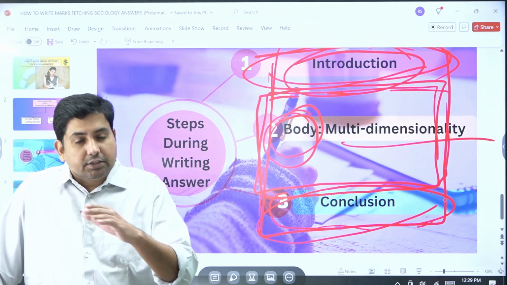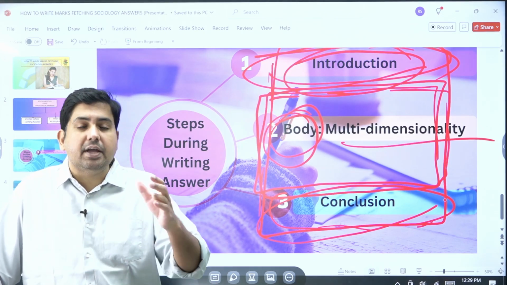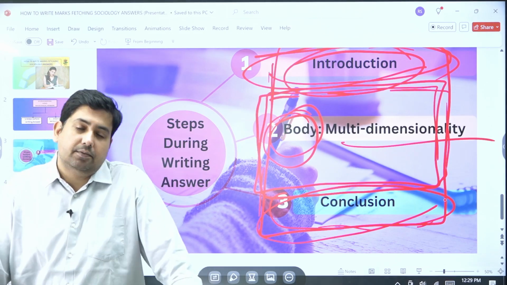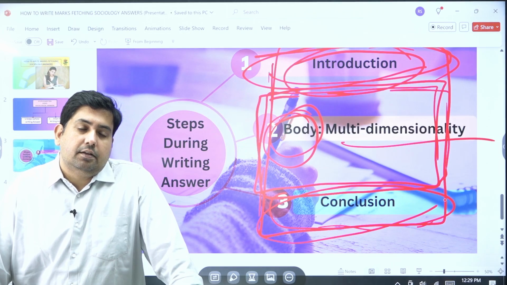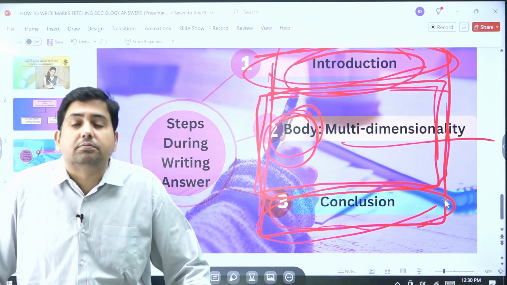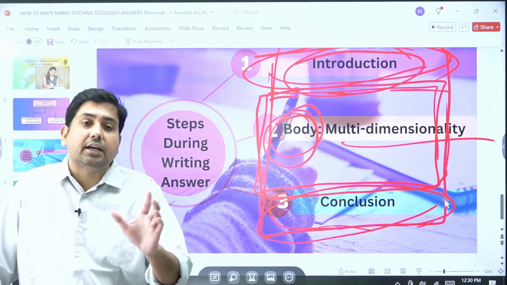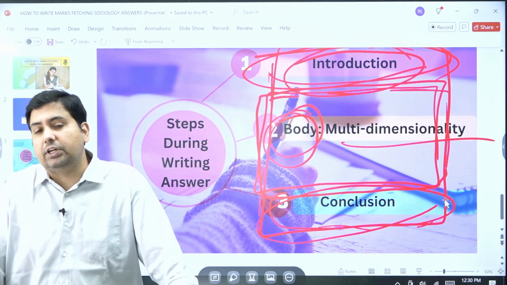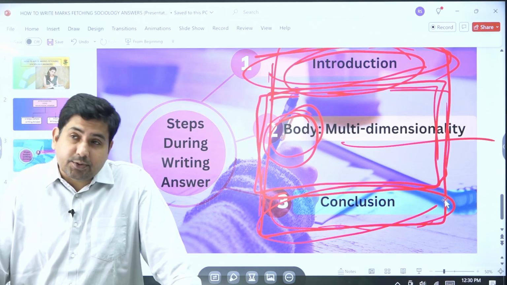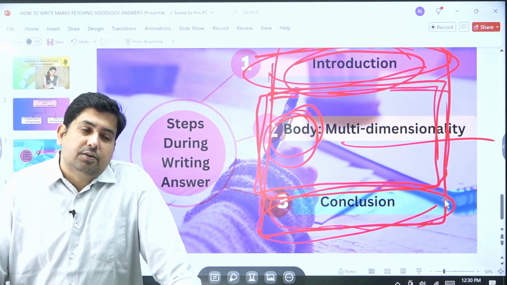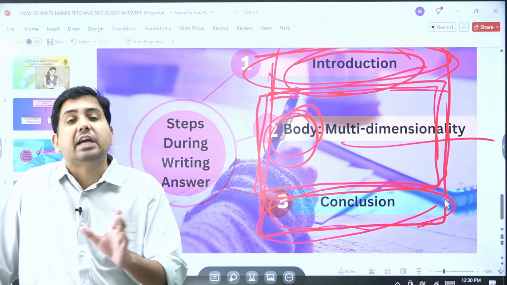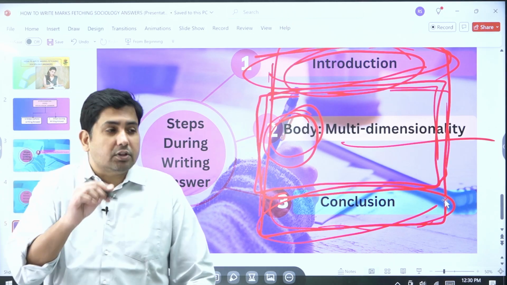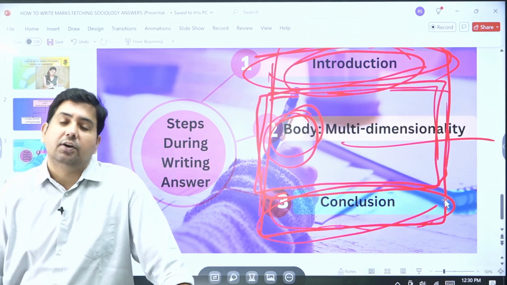I have checked hundreds of scripts, and in many scripts these very crucial elements were missing. But you are expected to mention terms like class struggle, bourgeoisie, proletariat, base, superstructure, classless society. So these are basic things which have to be written in your answer. But of course, based on the nature of the question, the demand of the question.